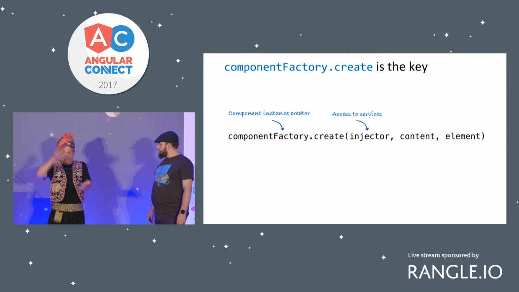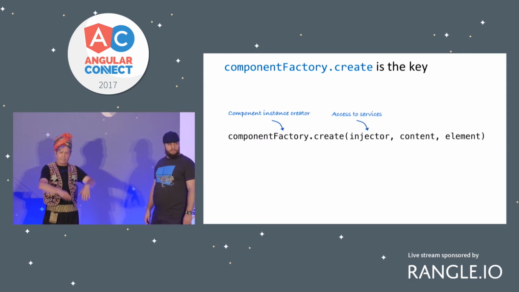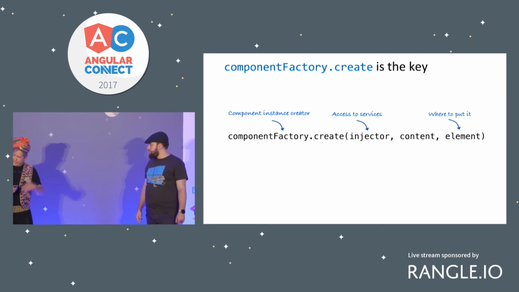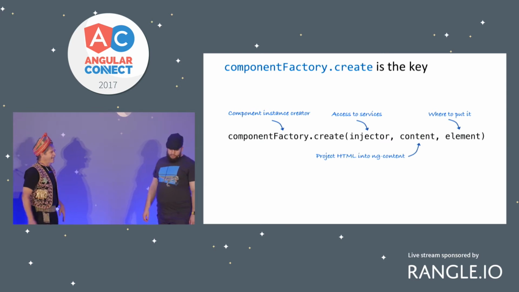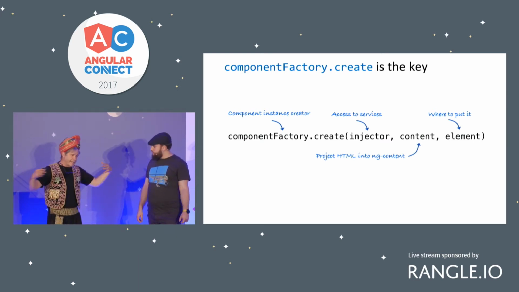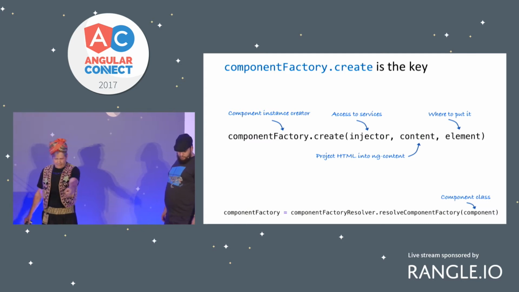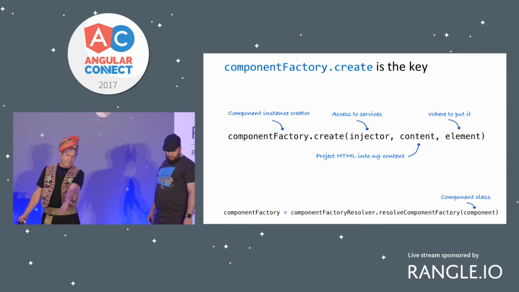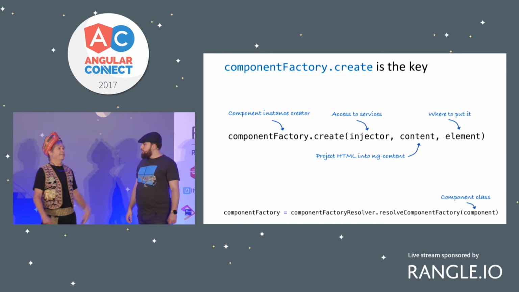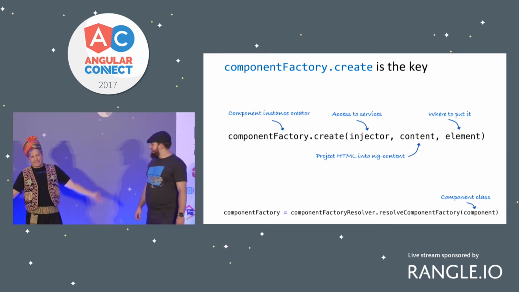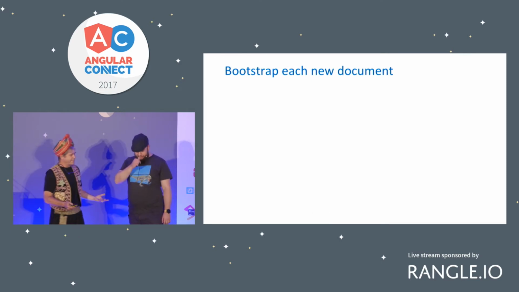You want it to be able to access services from anywhere, from the top of the app, local services, so you'll need an injector for that. You'll need an element to stuff it in. That's the one you went and found. And if there's any content between the tags, you'll want to be able to put that right on the screen. Now, how do you get that factory? Well, you just throw it through this component factory resolver, and up it comes, and you get it. So that's the basics of it.